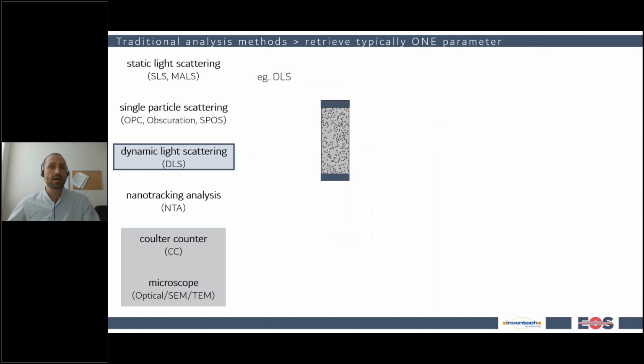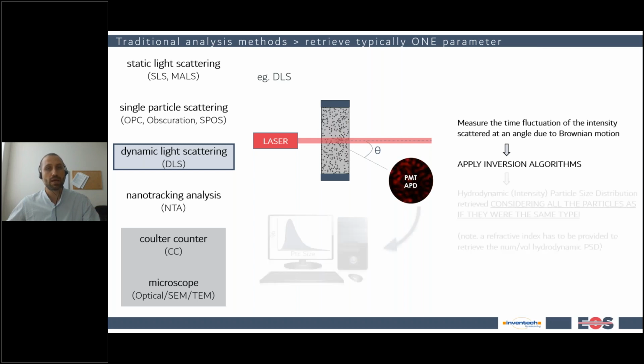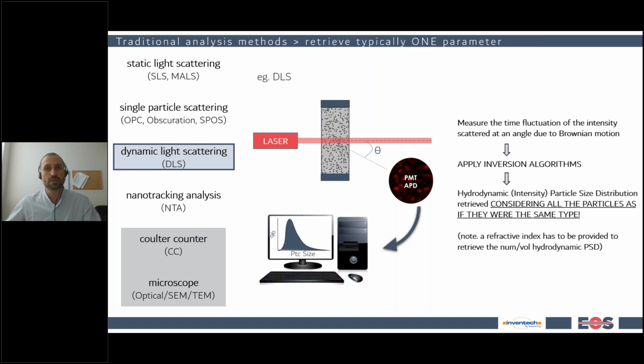And as the latter but not the least example, let's consider dynamical scattering. We have the particles in a vial, they move due to Brownian motion, we illuminate the particles with a laser, and we study how the light at a given angle fluctuates in time due to the Brownian motion itself. From this information, an inversion algorithm is applied, and the device provides the user the hydrodynamic particle size distribution, considering again all the particles as the same.